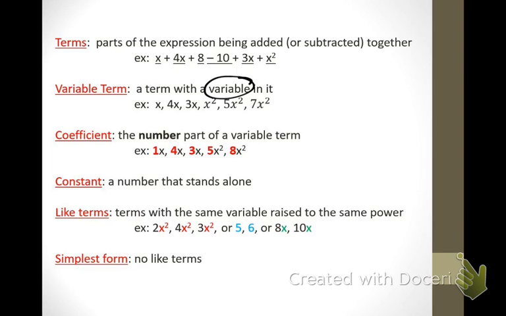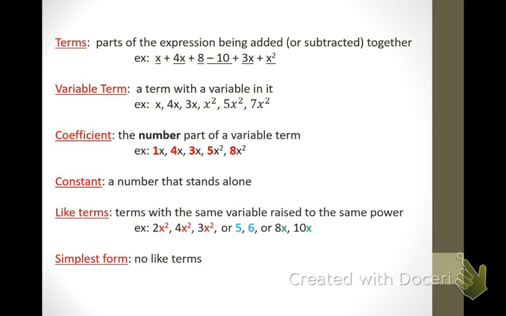So it could be any letter of the alphabet. What are the two we see most in math? X and Y. Okay, but it could be anything. Anything that has a variable or a letter in it. So notice, this has a letter in it. 4x has a letter in it. X squared has a letter in it. Okay, so all of those are examples of variable terms because it's a term that has a variable or a letter in it.